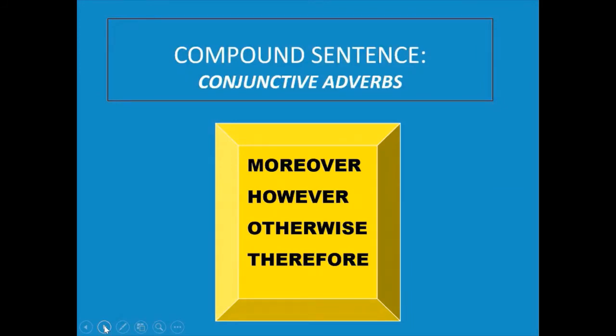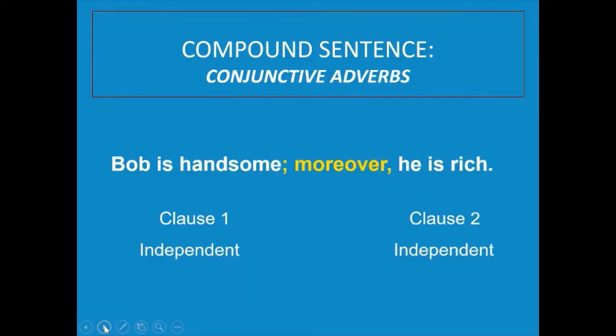Conjunctive adverbs: moreover, however, otherwise, and therefore. The list does not end here. There are a lot of conjunctive adverbs, so do not think that these are the only words. There are lots of other adverbs. Here's an example. Bob is handsome. Moreover, he is rich.